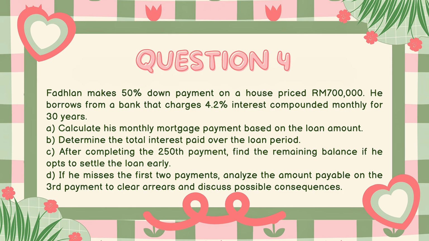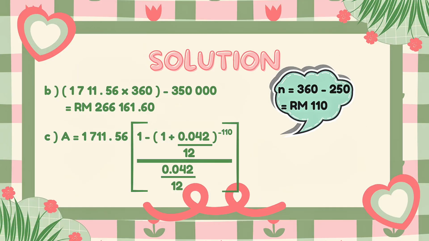For question C, the question says that after completing the 250th payment, we need to find the remaining balance if he wants to settle the loan early. The n will be 360 minus 250 because he already made the payments. So we just use the same formula, which is the present value annuity. We take the answer from A, 1,711 ringgit 56 cents, in bracket 1 minus 1 plus 0.042 per 12 to the power of negative 110, divided by 0.042 per 12. So the answer will be 156,001.37 ringgit.